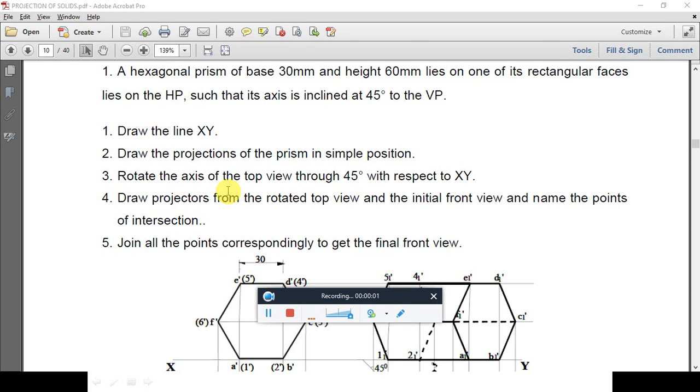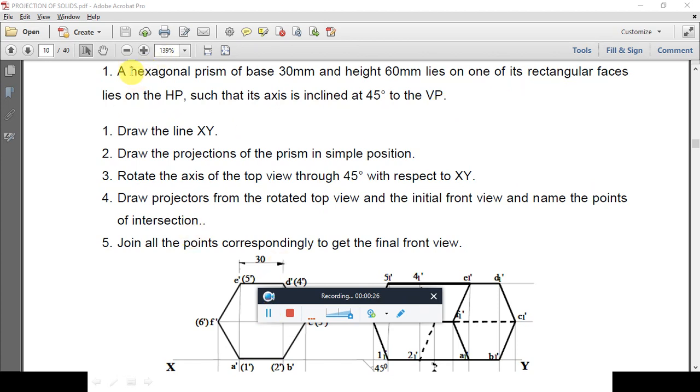Hi, in continuation with the previous video, we are going to see projection of solids inclined to VP. This is problem number 1. A hexagonal prism of base 30 mm and height 60 mm lies on one of its rectangular faces on HP, such that its axis is inclined at 45 degrees to VP.